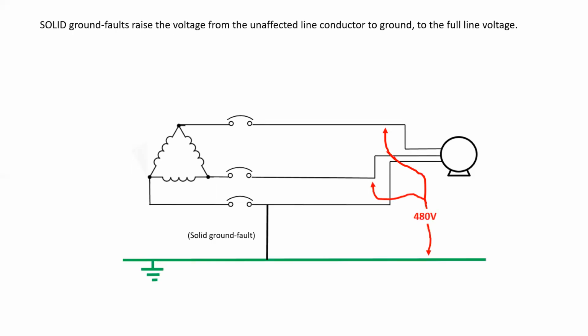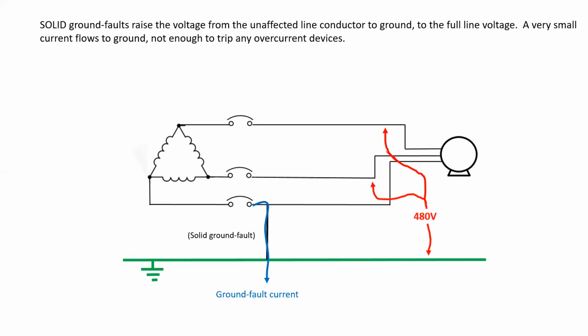Solid ground faults cause a rise in the voltage from the unaffected line conductors to ground to the full line voltage. So if we have a solid ground fault from this conductor to ground, it means that now the voltage between these conductors and ground, the two unaffected lines, has risen to 480 volts. Now, no breakers trip, and that's because there's very, very little current that will flow from the ungrounded conductors to earth. Since it's so low, there's no overcurrent that's going to operate.